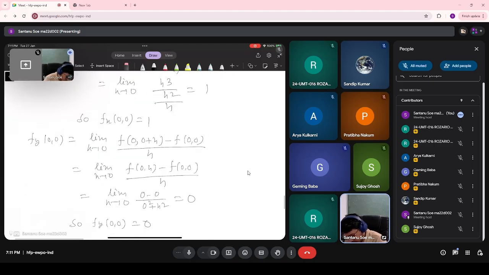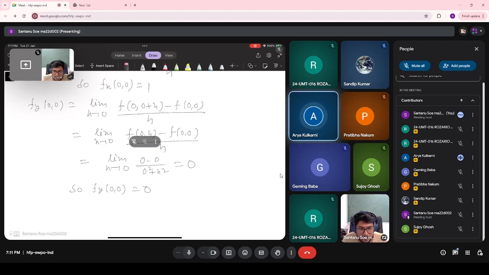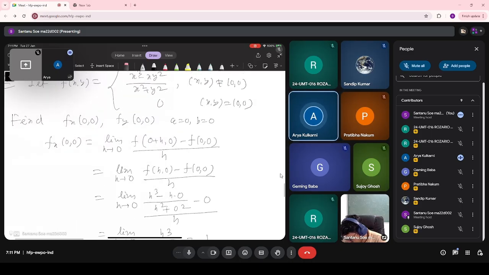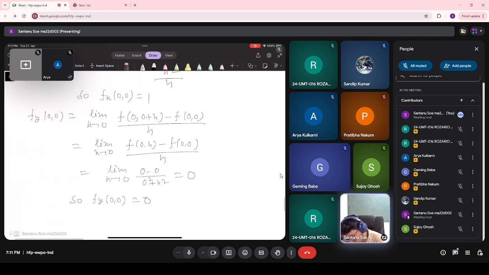So is it clear for everyone, or have I gone through very fast? I don't know. Sir, can you explain from limit h tending to 0, 0 minus 0 upon 0 square plus h square? The second part. Second part here, this one. Yes, sir. Yeah, this is 0, right?